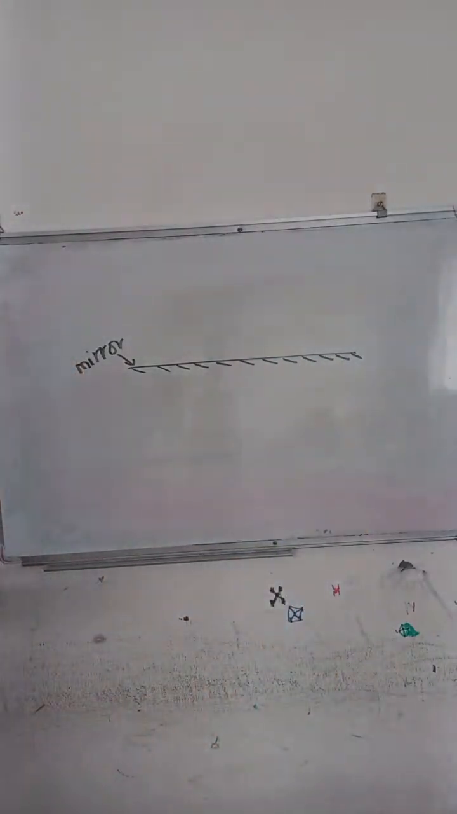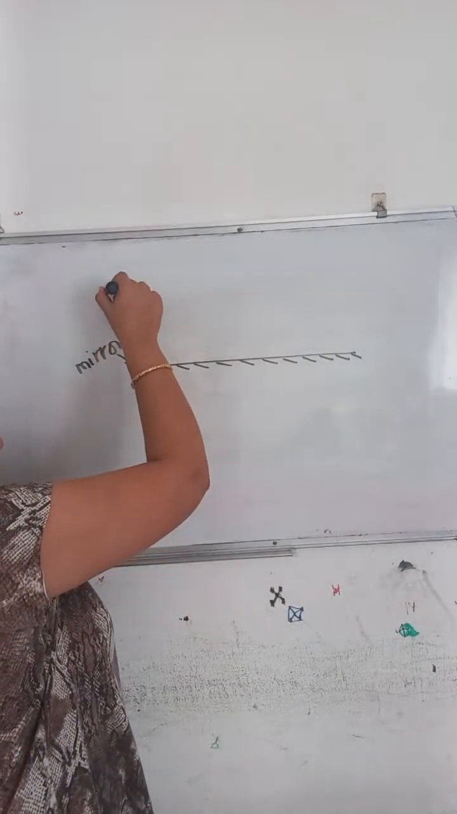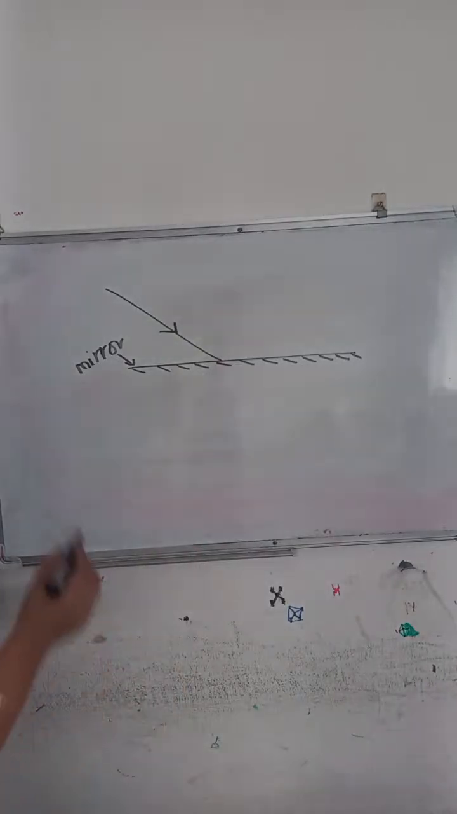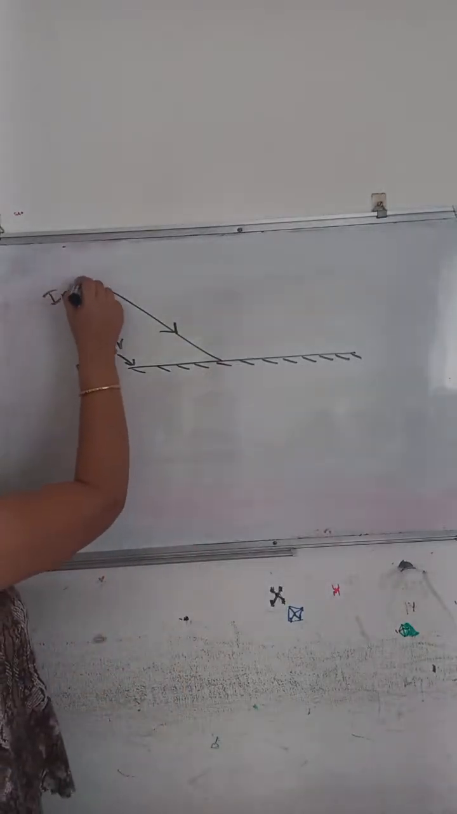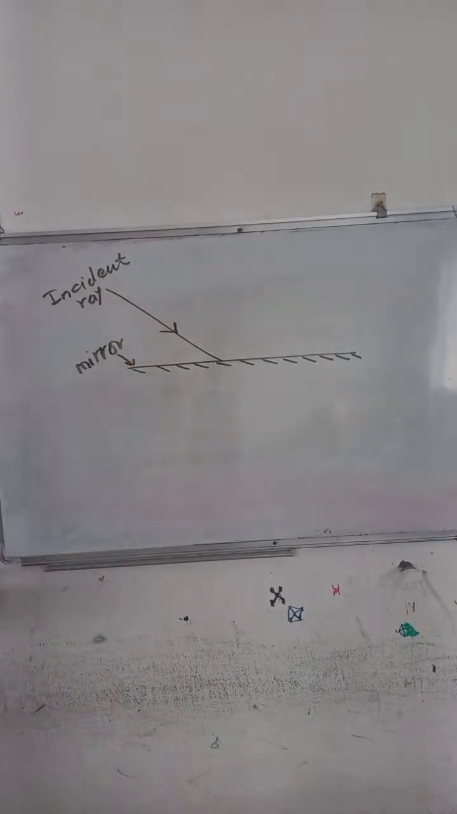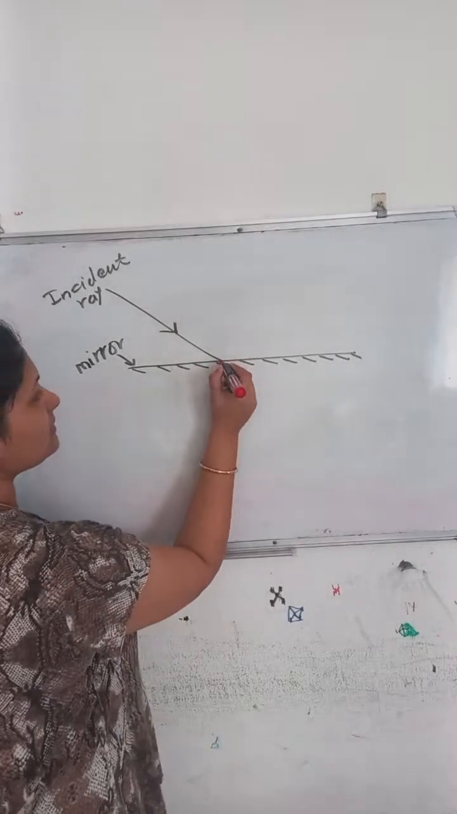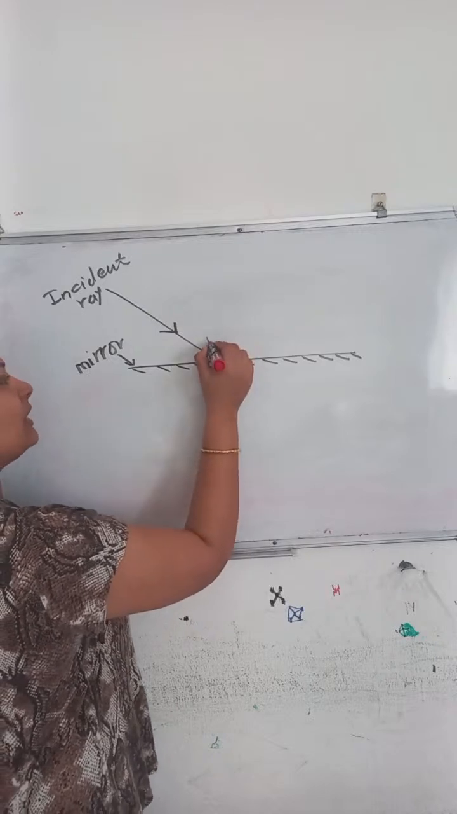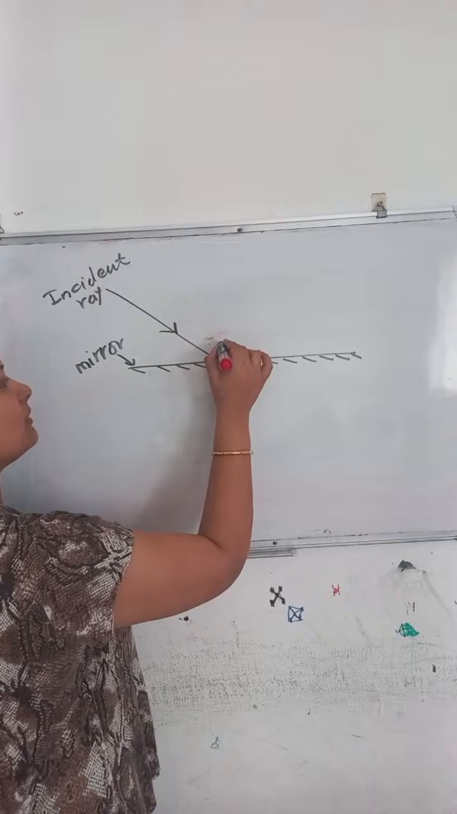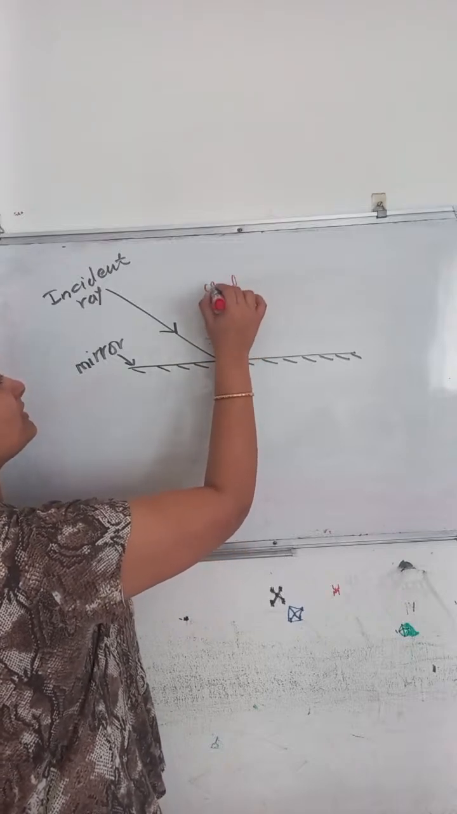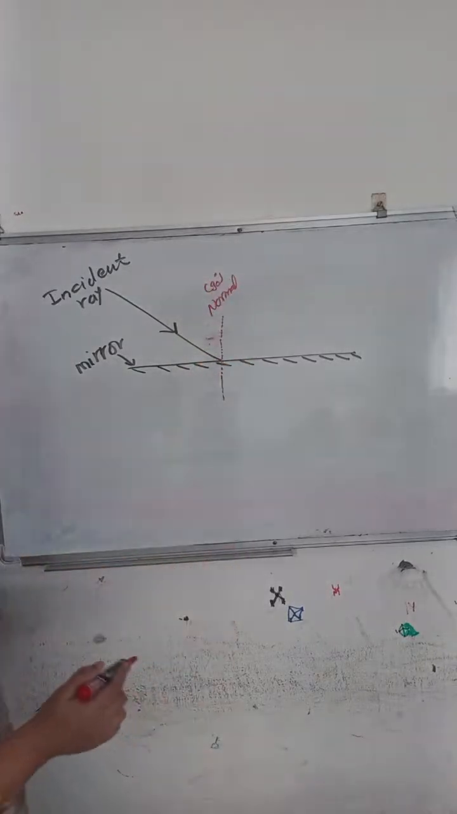Now here one of the rays coming from the sun is incident on the mirror. Name it. This is nothing but the incident ray. From this incident ray, where it touches the mirror, from there you can drop a normal. This is known as the normal. Normal means 90 degrees to the point of incidence.